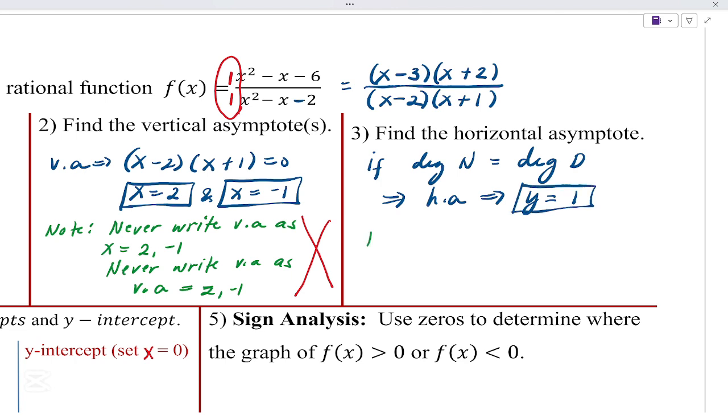And let's have a note again. Never write the horizontal asymptote as 1, which is horizontal asymptote equal to 1.